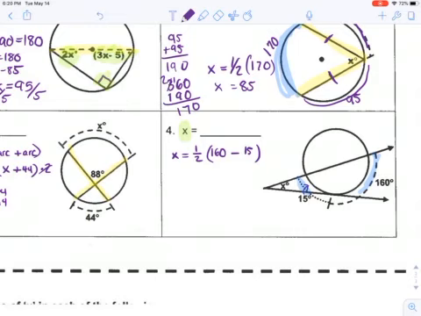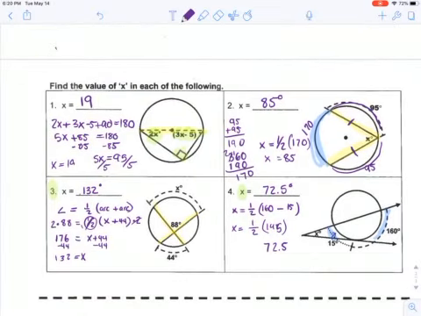160 minus 15 is 145. We have to figure out what is half of 145. Half of 145 is going to be 72.5. 72.5 degrees. All right. Make sure you get the worksheet from the sub and work on that, and then work on your final exam review.